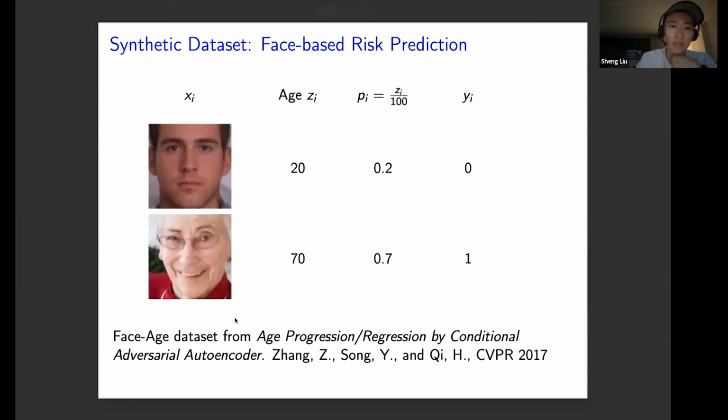And for the 70-year-old lady here, the probability is going to be 0.7, and then we sample once, say the outcome is 1. So the labels can be thought of as sampled using the ground truth probability. And while training, we only observe x_i and y_i, and we don't observe p_i.